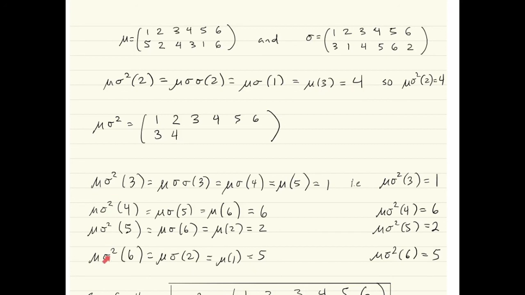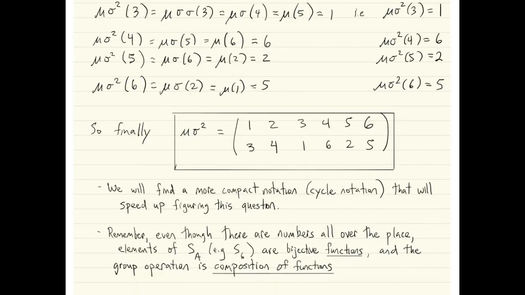Anyway, I've done all the rest of the computation. Here's the details, but I won't go through them. That's kind of boring. And again, we'll find a little bit of an easier way to do this. So finally, here's the final answer. And we'll again find a more compact notation called cycle notation that will speed up figuring this question out.